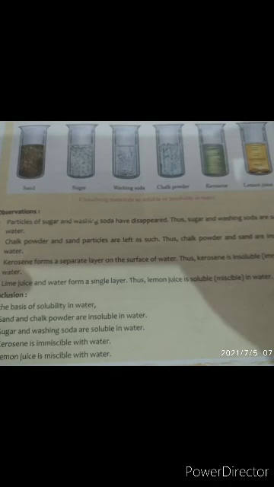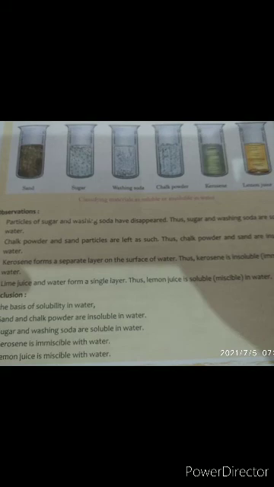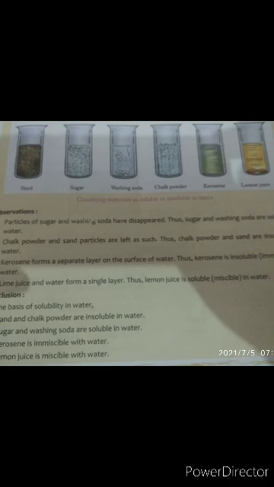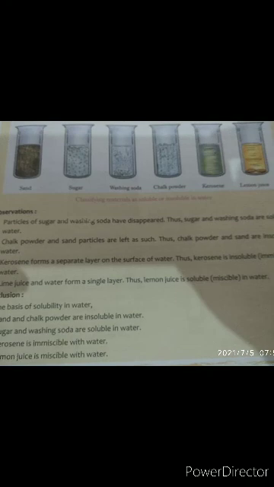Conclusion: on the basis of solubility in water, sand and chalk powder are insoluble in water, sugar and washing soda are soluble in water, kerosene is immiscible in water, and lemon juice is miscible with water. I hope all of you understood that. You can also check some of these experiments at home.